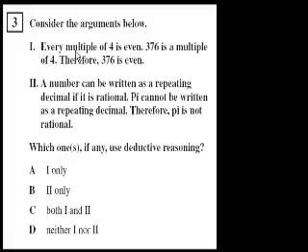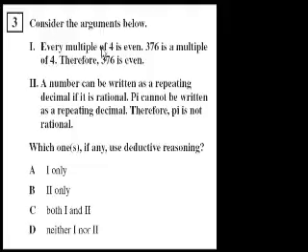Consider the arguments below. Every multiple of 4 is even. 376 is a multiple of 4. Therefore, 376 is even. Fair enough? A number can be written as a repeating decimal if it is rational. Pi cannot be written as a repeating decimal. Therefore, pi is not rational. Which ones, if any, use deductive reasoning?